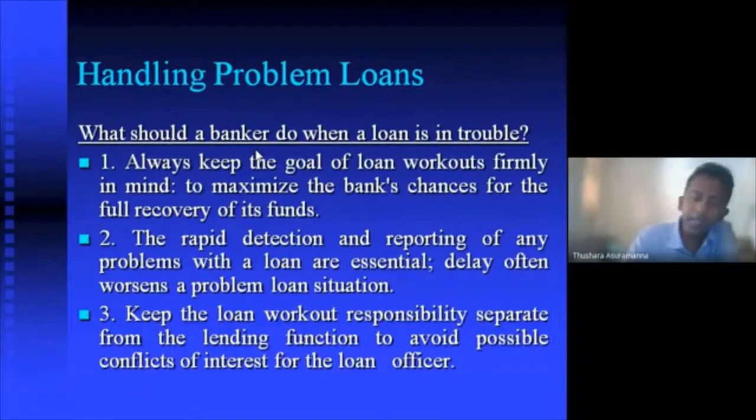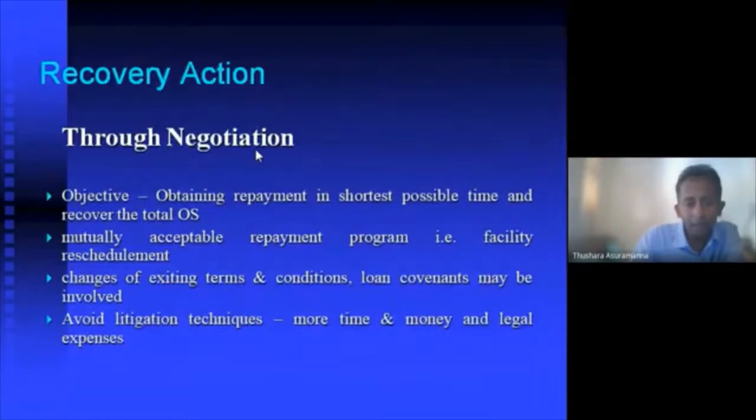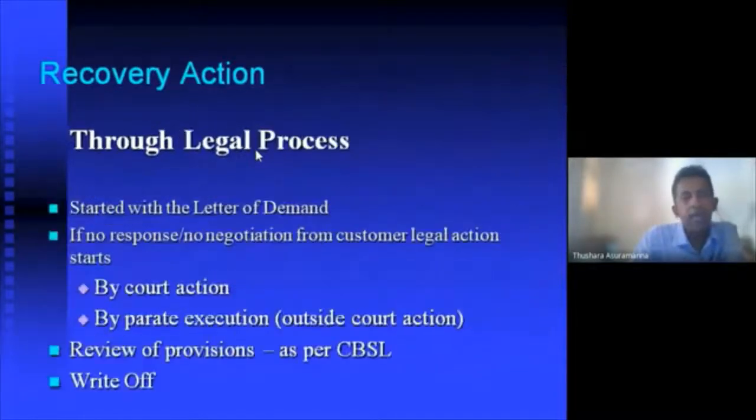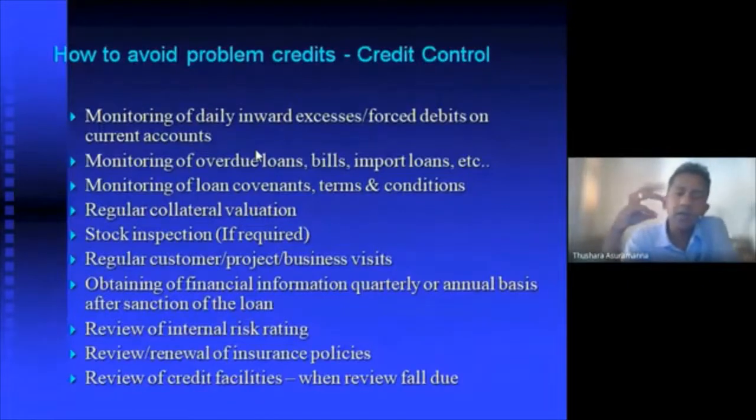Once we identify the problem loan, we try to handle it through soft activities and hard activities. Soft activity is visiting, meeting, and offering some solution, restructuring, rescheduling. Hard activities could be legal action, recovery, negotiation and others. And finally, we try to understand how we are going to avoid problem loans: credit control. What are the things you can do to keep performing loans from going to the non-performing category? That's about credit control.